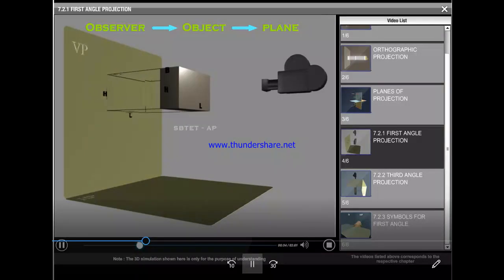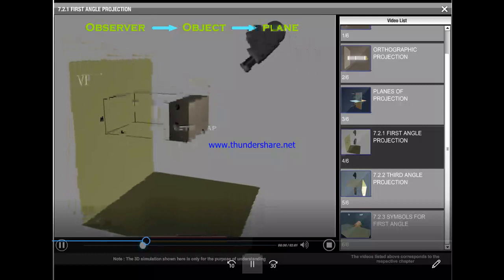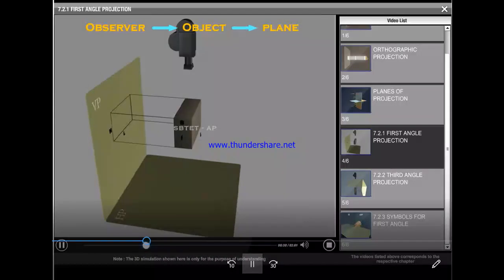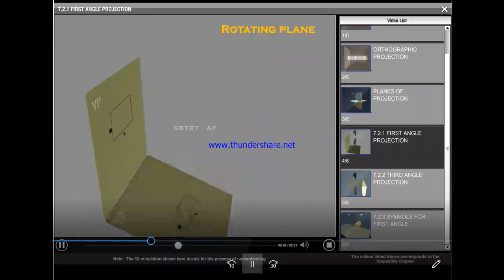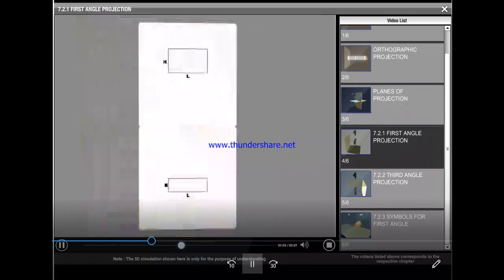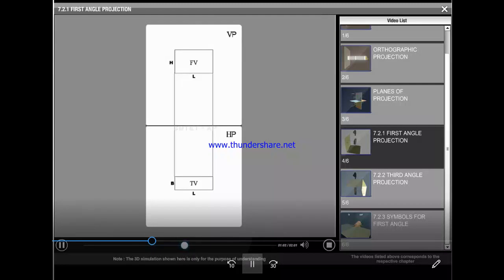To draw the top view, look at the object from the top and check the setup. Now project the top view on the horizontal plane. Rotate the horizontal plane through 90 degrees and keep it in line with the vertical plane. The top view comes below the front view.